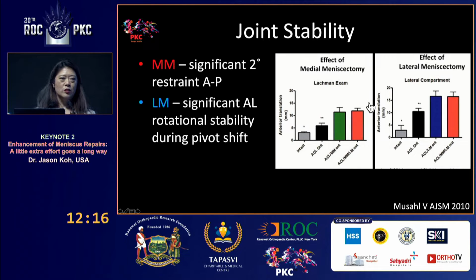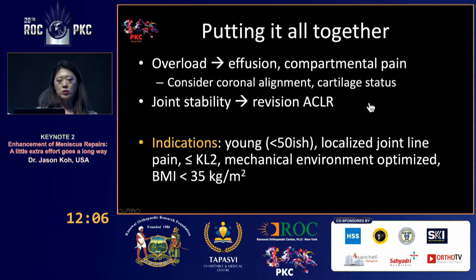A lot of talks earlier looked at how the meniscus is important for joint stability, so it's a significant secondary restraint to anterior translation. And for the lateral meniscus, it's really important for rotational stability. So let's put all those pieces together, the anatomy and the biomechanics, and understand that if you've taken out the meniscus, patients will have overloaded that area, right?